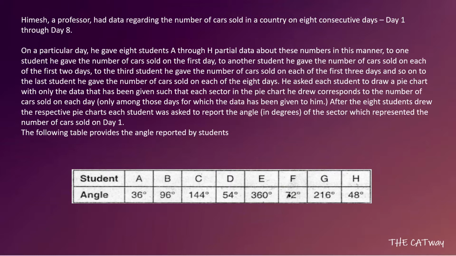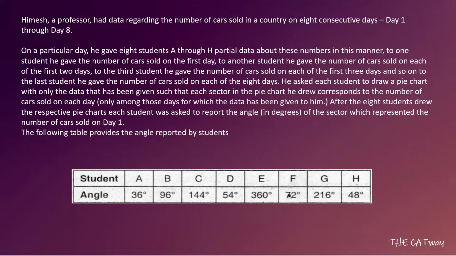So the question says that Himesh, a professor, had data regarding the number of cars sold in a country on 8 consecutive days, day 1 through day 8. On a particular day, he gave 8 students A through H partial data about these numbers in this manner. To one student, he gave the number of cars sold on the first day. To another student, he gave the number of cars sold on each of the first 2 days. To the third student, he gave the number of cars sold on each of the first 3 days, and so on. To the last student, he gave the number of cars sold on each of the days.